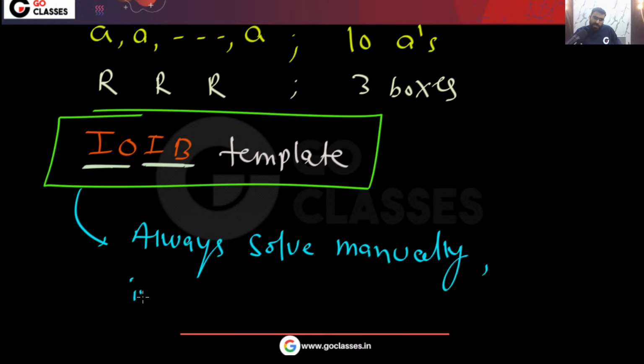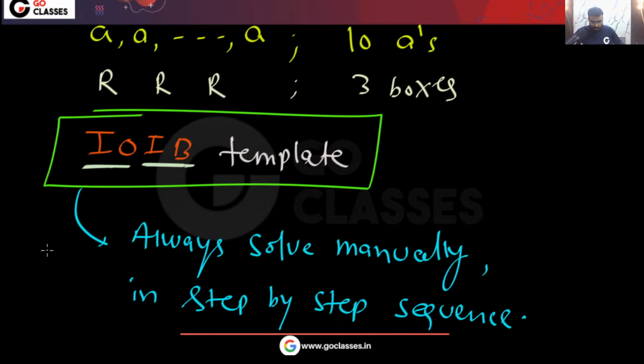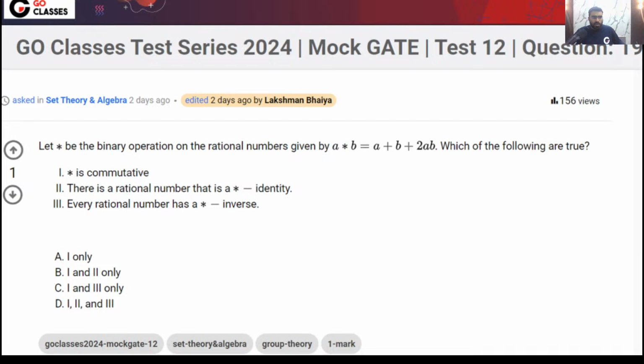Always solve manually, in a step-by-step sequence, so that you don't forget any case. So you have to do it manually. Okay, now let's move on. Now let's solve this question.